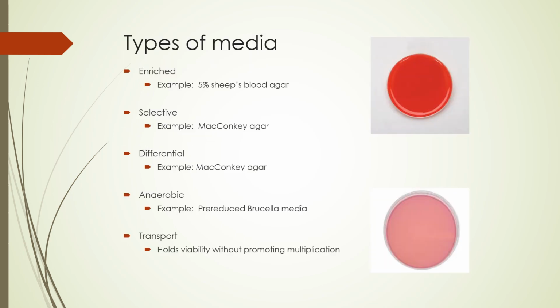Types of media that we use in the microbiology lab would be things like enriched media, selective media, differential media, anaerobic media, and transport media. A type of enriched media would be 5% sheep's blood agar, and you can see an image of that on the upper right. Other types of enriched media would be PEA and CNA. We'll talk more about those later.